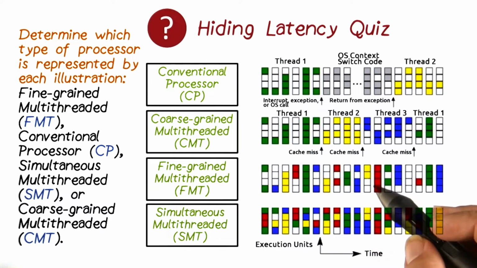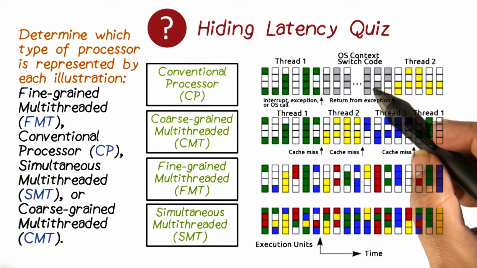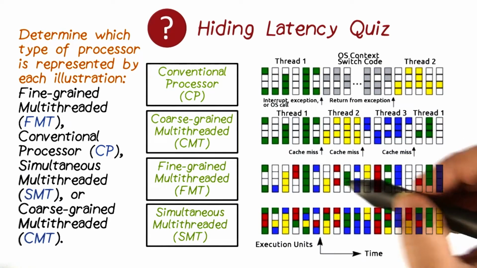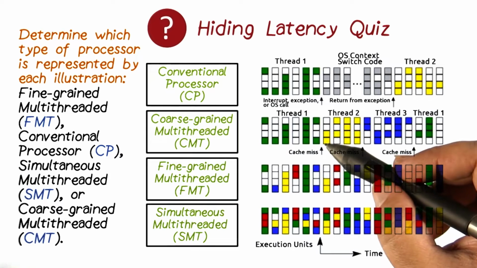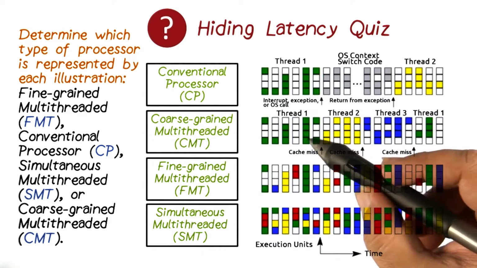So the question is, which of these styles do the network processors embrace? Obviously it is not this, because there is no OS. Could it be this, or this? And the style that is embraced here is coarse-grained multithreading, which is embraced by the network processors.